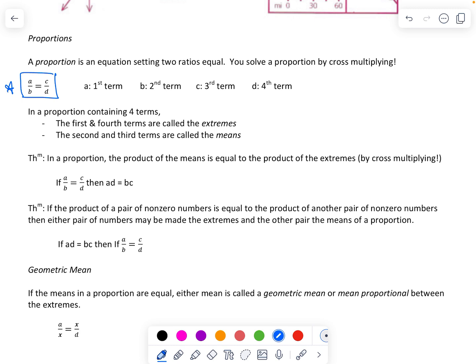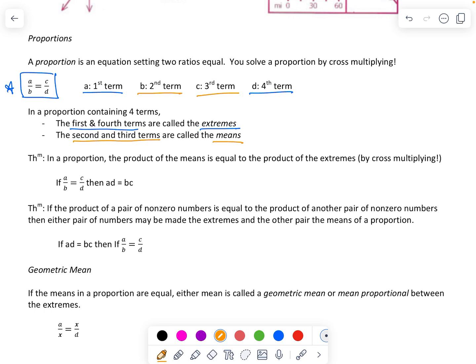In this section, we're going to take note of every position in that proportion. In other words, we're going to call A here, the top number in the first fraction, the first term. B is the second term. C is the third term. And D is the fourth term. And the reason I underline those specific colors is because the first and fourth terms are called the extremes, and the second and third terms are called the means. So the means and the extremes are what we refer to them as.